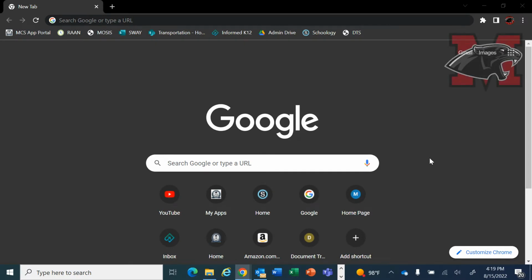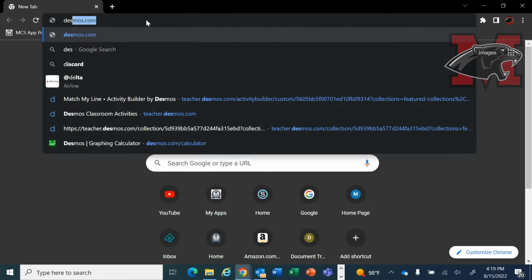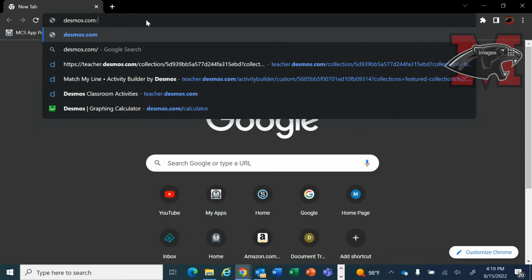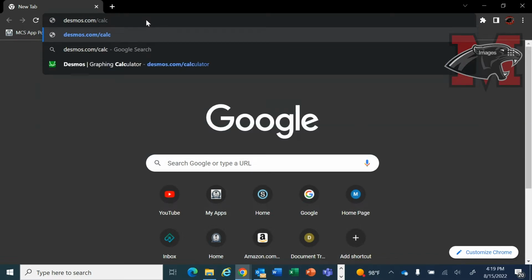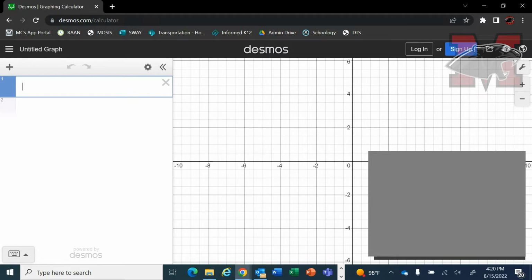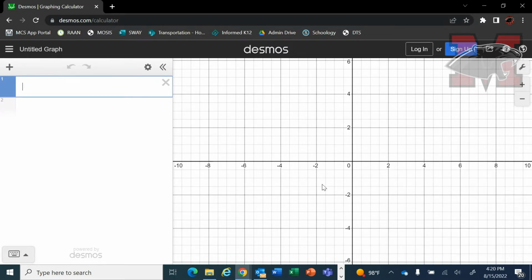Pull out your Chromebooks. Everybody, pull out your Chromebooks. I'm going to give you a second. The sub's going to write a website on the board. What I would like you to go to is desmos.com/calculator. When you get to this website, you should look something like this. So go to desmos.com/calculator.